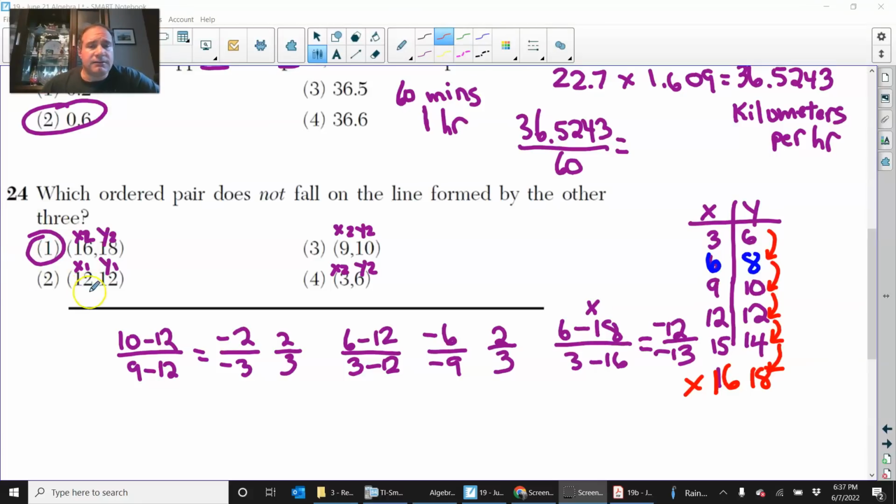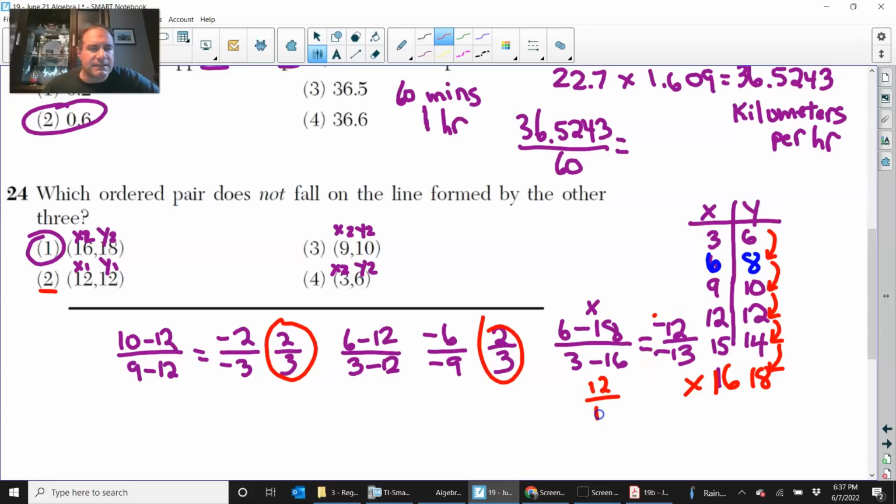I originally picked one of these, like I put 2, and I started doing x1, y1, and then x2, y2 for this one, and I got 2/3 as a slope. And then I picked the same 12, 12, and I did x1, y1, x2, y2, and I got 2/3 as the slope. Then I picked 2 again, and I did the slope formula again. I got -12 over -13, which is 12 over 13. Obviously, it's not the same. So that led me to 1.